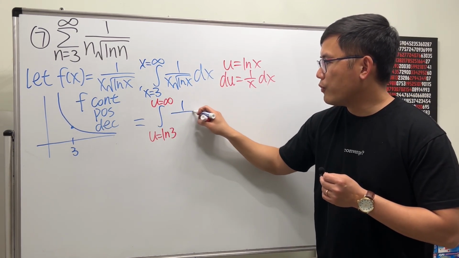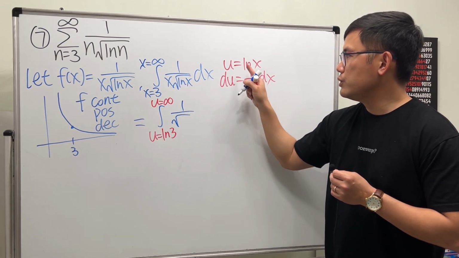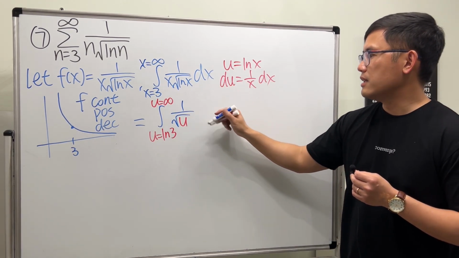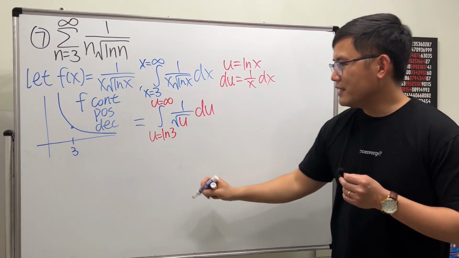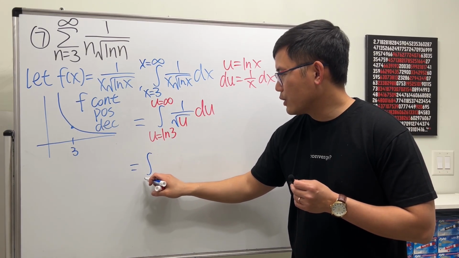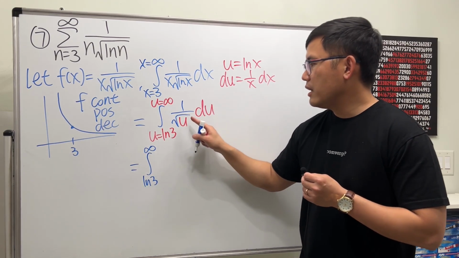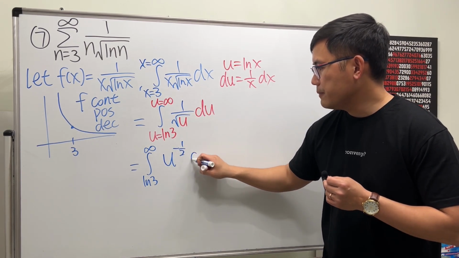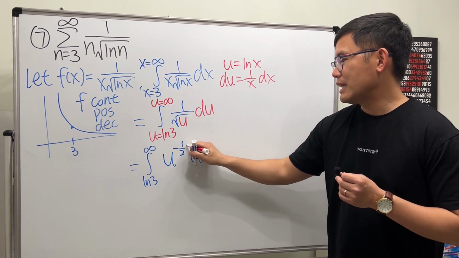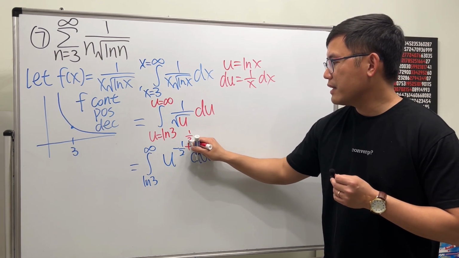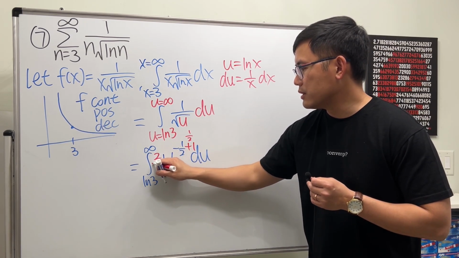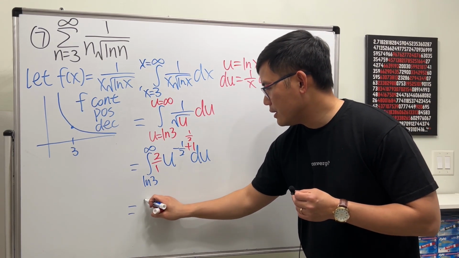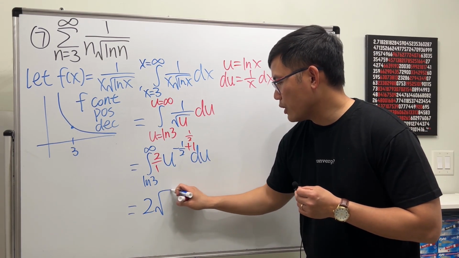Then we will have 1 over square root of ln x, which is the u. And the 1 over x and the dx together, they give us the du. Now for this, we are just going to integrate from ln 3 to infinity. Rewrite 1 over square root of u as u to the negative 1/2 power, so that we can just add 1 to the power and we get 1/2, and then divide it by the new power, which is the same as multiplying by 2 over 1. And then we get 2 u to the 1/2, which is the same as square root of u.